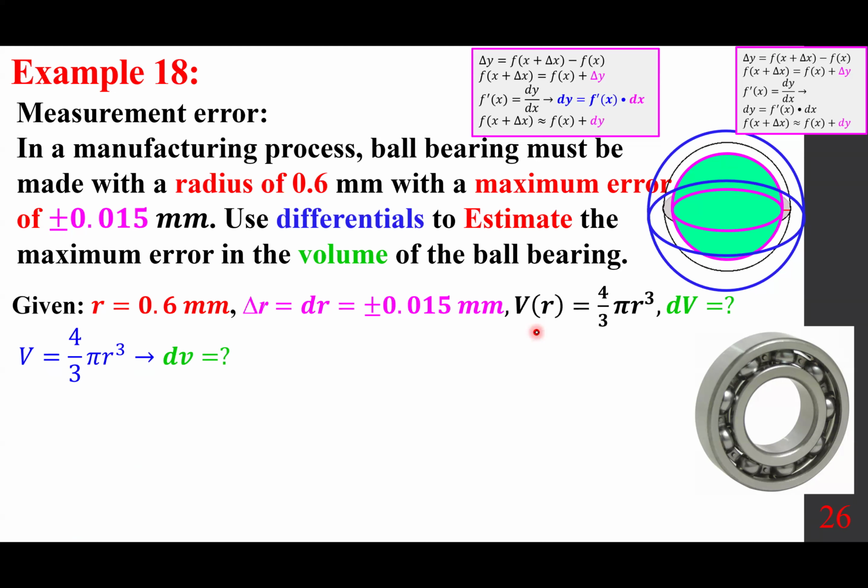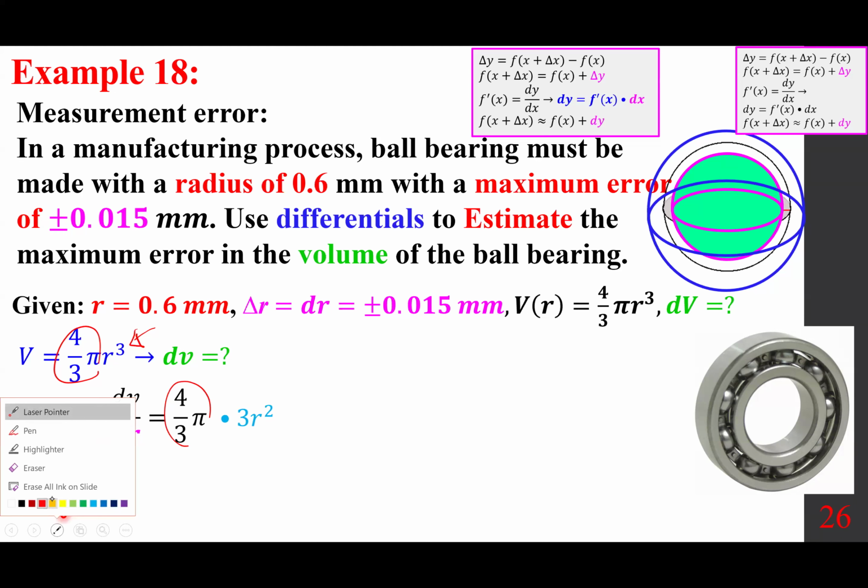To do that, V prime of R, or dV/dr, is 4/3 pi. That is not going to go away. It's just a number, everybody. This is a coefficient. Now you work with r cubed. You get, with respect to r, 3r squared. And of course, these two cancel each other. 4 pi r squared is the answer.